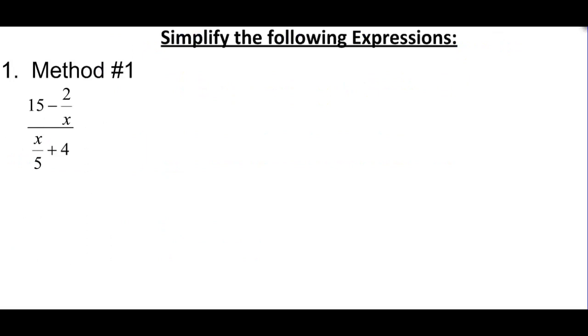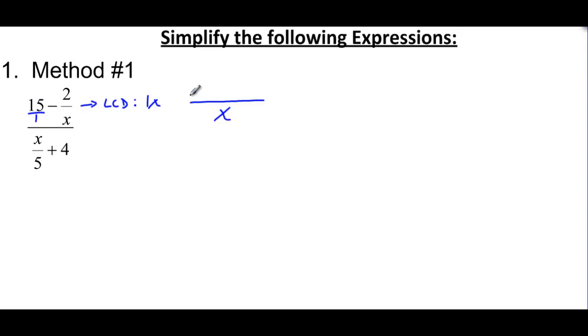So example number 1, we're going to use method 1. Method 1 looks at the numerator and the denominator as two separate problems. So if I just look at the numerator, I have 15 over 1 minus 2 over x. My LCD, okay, I have a 1, so I need a 1, and an x, so a 1x or just x. So that's going to be my common denominator.